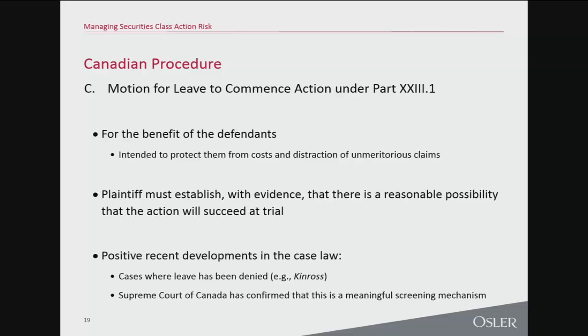There have been a number of cases in which leave has been denied, and just coincidentally, those of us presenting to you today, both Osler and S&C, acted together on behalf of Kinross in one of the first cases in Canada in which the plaintiff's motion for leave was dismissed in its entirety.